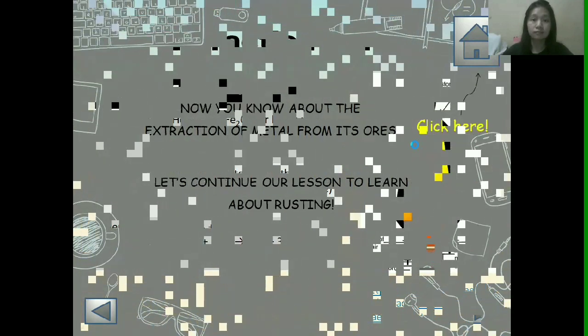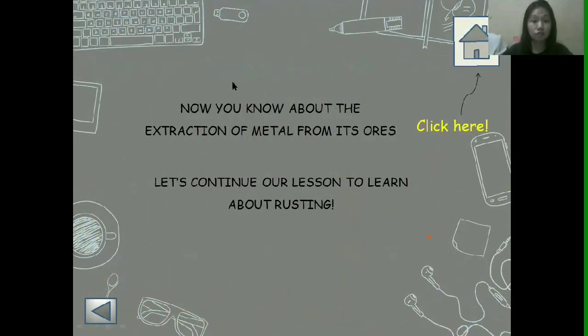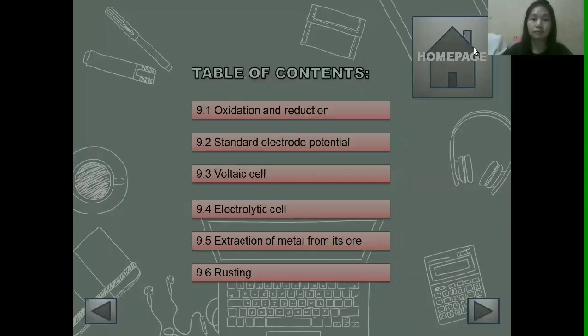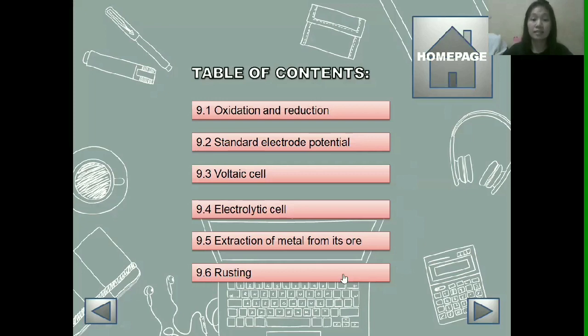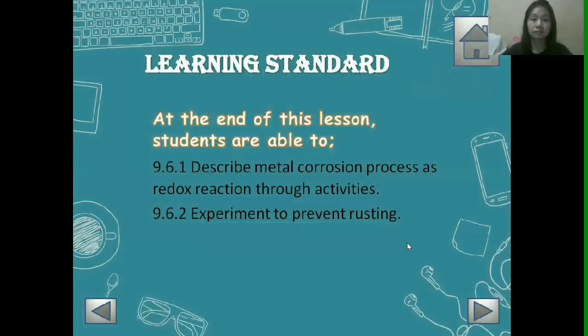Now you know about the extraction of metal from its ore. So let's continue our lesson to learn about rusting. Now I will discuss rusting. At the end of this lesson, you are able to describe the metal corrosion process as a redox reaction through activities and also describe the experiment to prevent rusting.